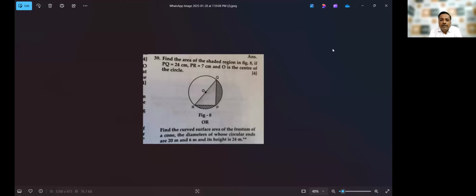Find the area of the shaded region in figure 8 if PQ is equal to 24 and PR is equal to 7. So O is the center. Now Arya, let's go a bit shortcut. We know this is a right angle triangle. PQ is 24, already given, and this one is 7, and this will come to 25 with the help of Pythagoras theorem.